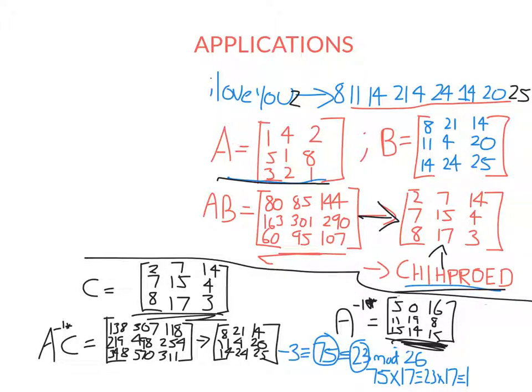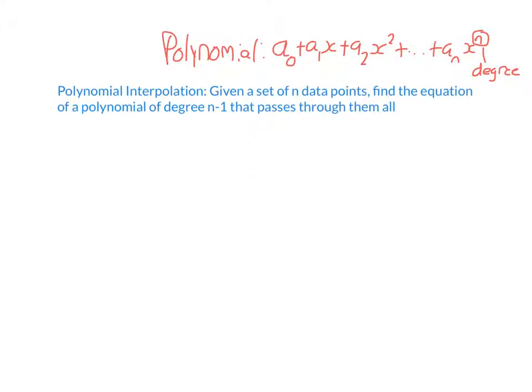All right, let's look at the second application. We're going to go through polynomial interpolation. A polynomial is like a linear combination of positive integer powers of x. So it can be written as something plus something times x plus something times x squared plus something times x cubed, and so on and so forth. The largest power of x is called the degree of the polynomial.